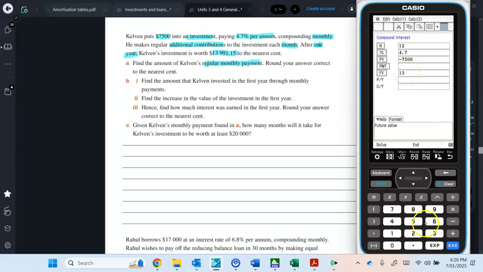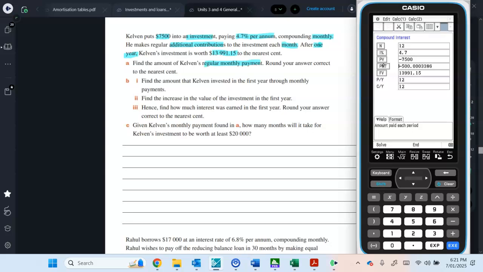Now he gets in return the $13,991.15, and it's positive because it comes back to him. Now your PY and your CY is 12 and 12, so we'll just do them. All right, so PMT, there we go. So $500, and you'd probably want it to be a number that's going to be an integer. What I mean by that, it'd look a bit weird if Calvin every month put $267.32 into the bank. So $500 makes sense. Although you can have some weird amount, it doesn't really matter.